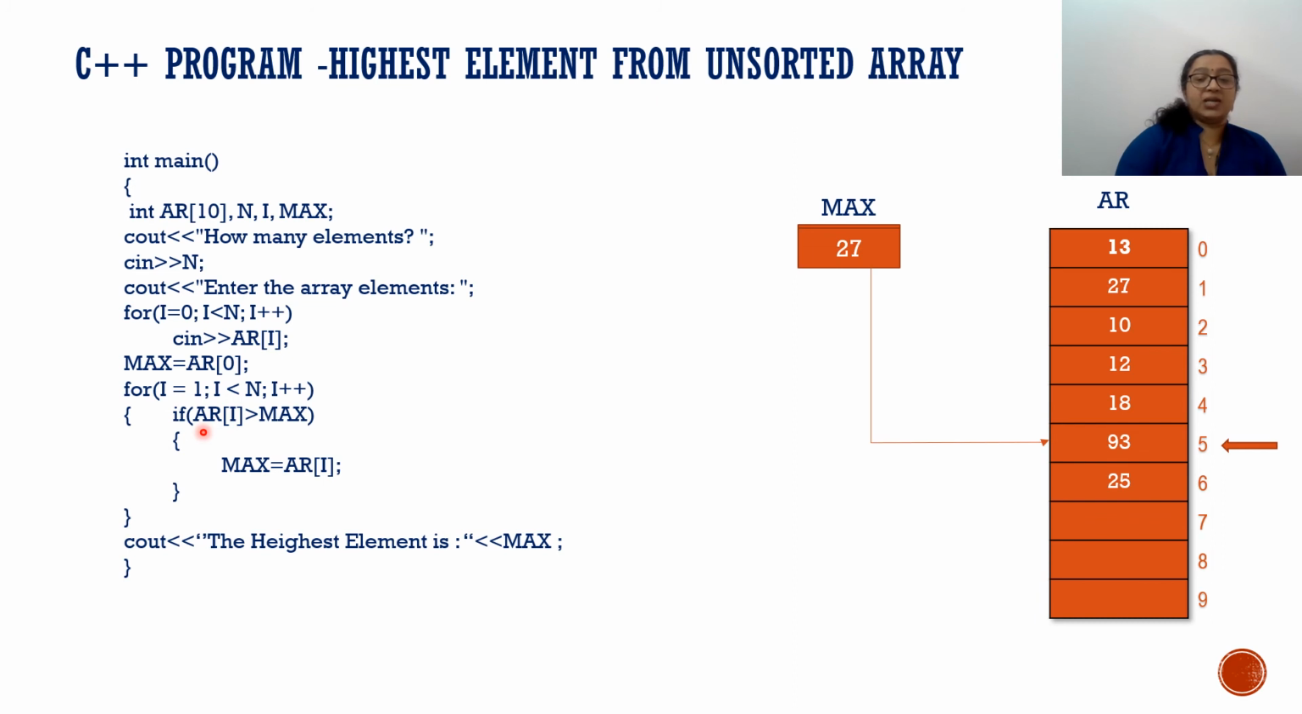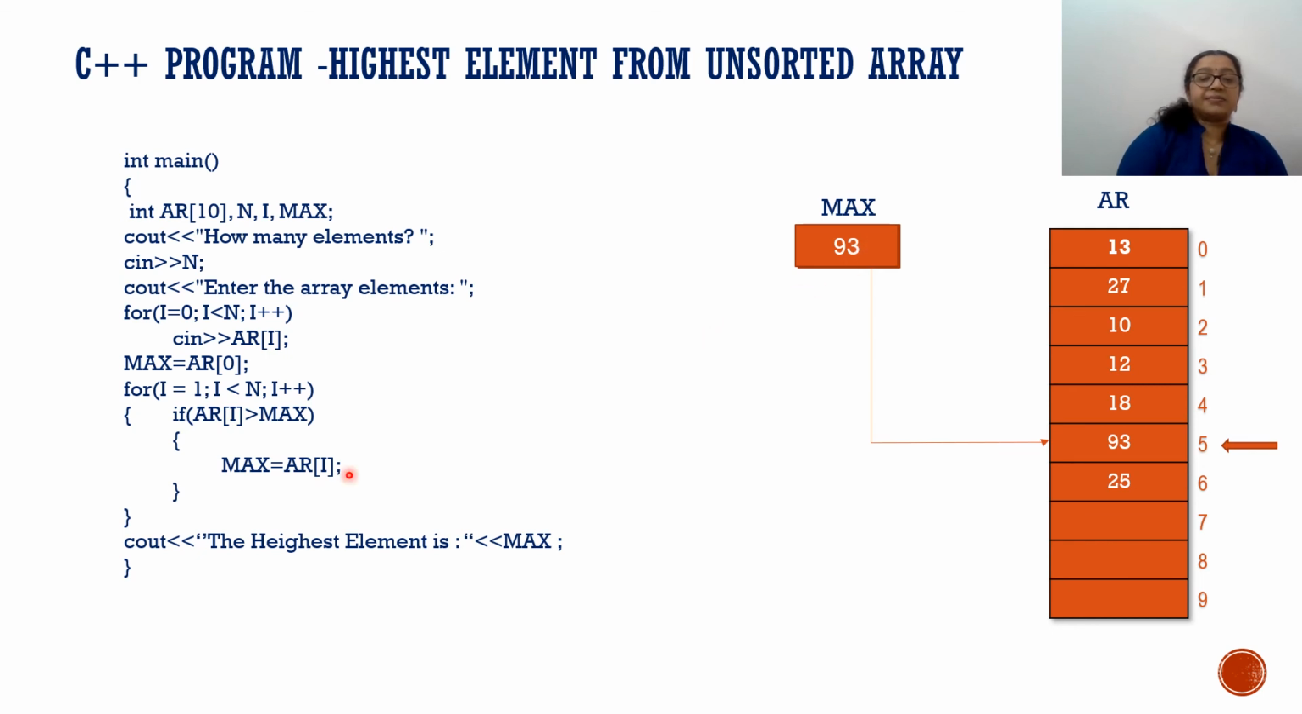So 93 and 27 we are comparing. Now we got the greatest one. AR of 5 is greater than max now. Max is 27, AR of 5 is 93. So 93 is the biggest one, and we want to override the value. We copy AR of 5 to max. So max is 93 now. It's changed to 93.